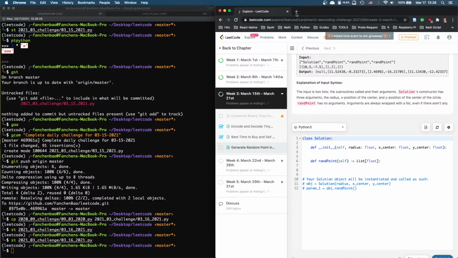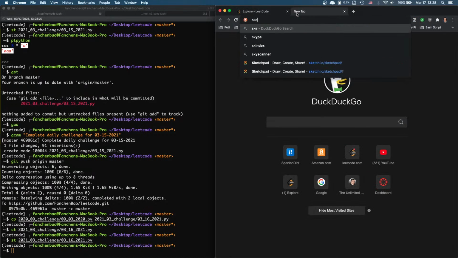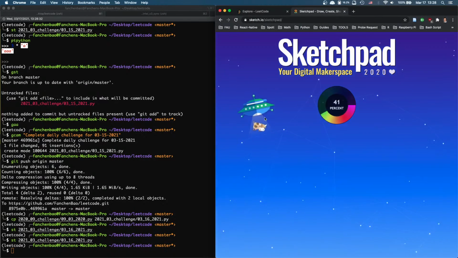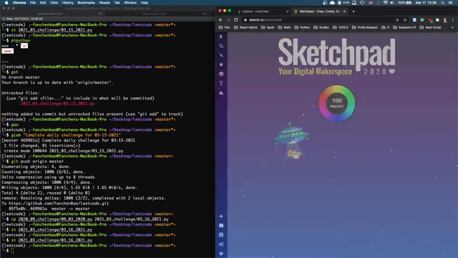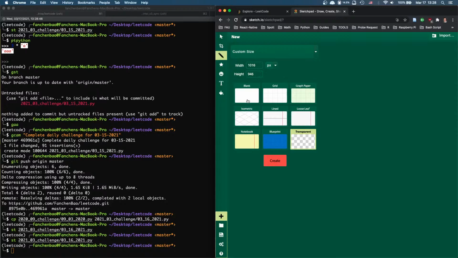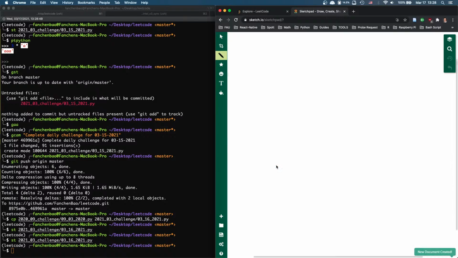So, let's go back to the sketch pad. I'll explain what I was thinking right now. Oh, it also saved my previous one. Can I delete it? How do I create a new one? I create a new, a blank. Oh, wow, that's how you do it.